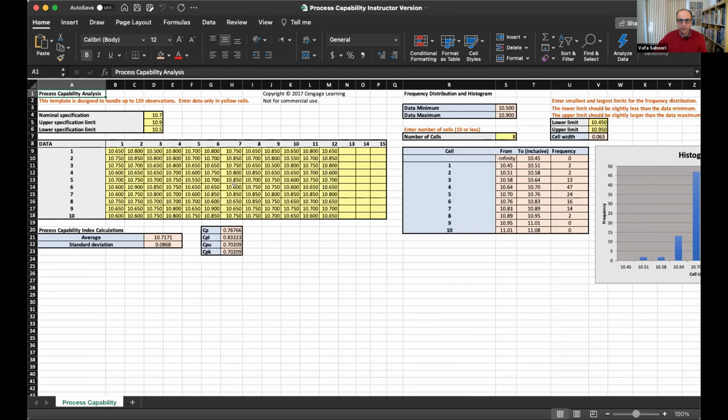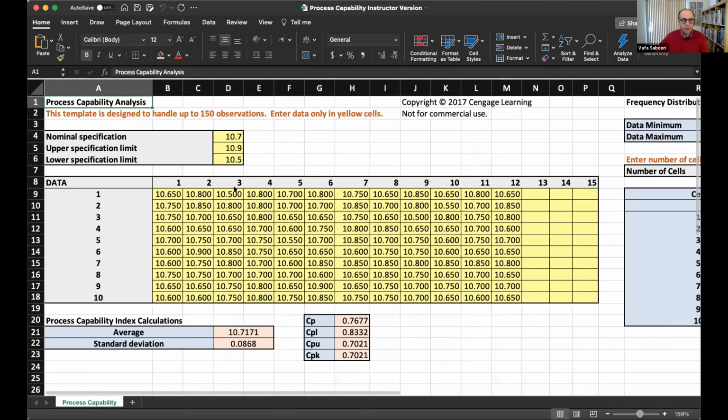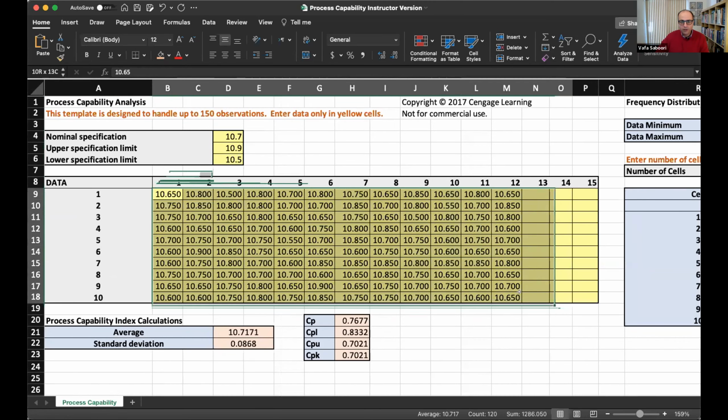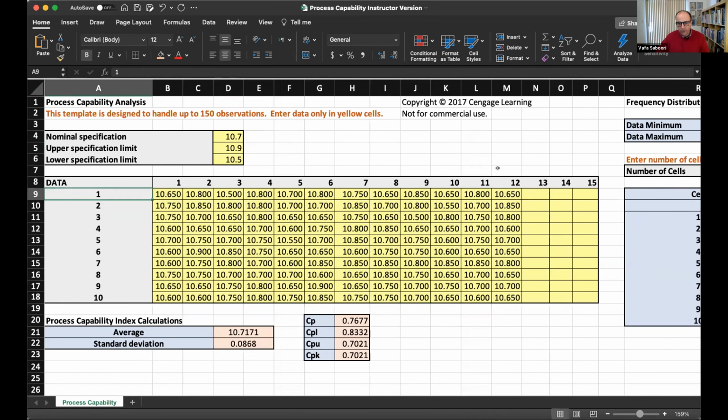Okay, so this is the process capability template. Again, here, we need to first put the spec here. So what is the target that my customer wants? What is the upper specification limit? What is the lower specification limit? Okay, these are the customer requirements, customer specification. And then these are all my samples. So I took basically 10 samples of 12 observations. Okay, so day one, I took 12 observations. Day two, I took 12 observations, and so on and so forth.